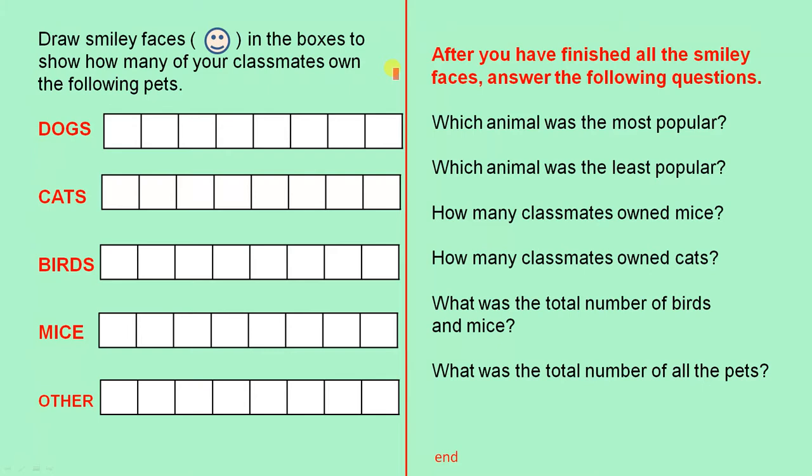And here's another interesting one. Draw smiley faces in the boxes to show how many of your classmates own the following pets. So whatever number of smiley faces you draw here, for example, let's say you drew 1, 2, 3, 4, 5 smiley faces, that means 5 students own dogs, and it's the same with all the other animals.